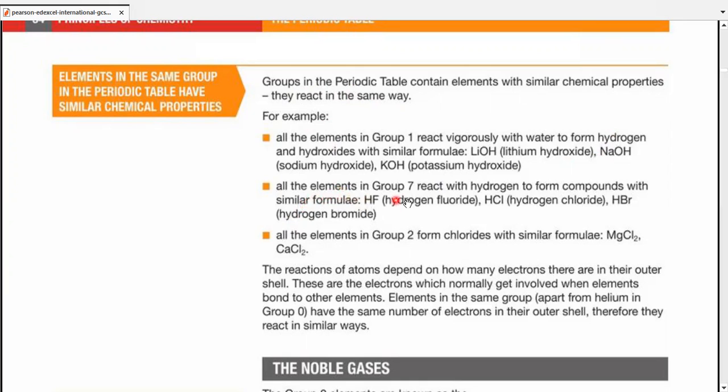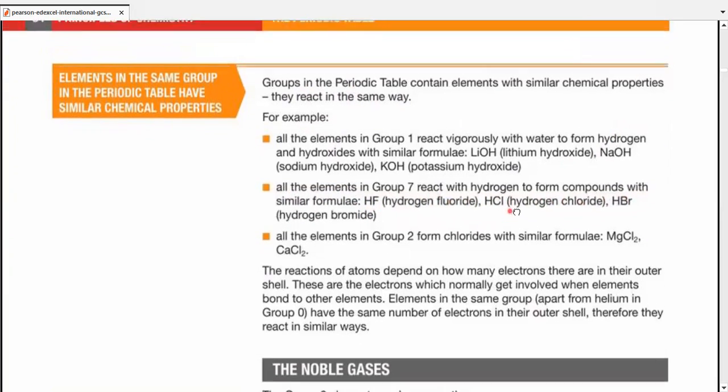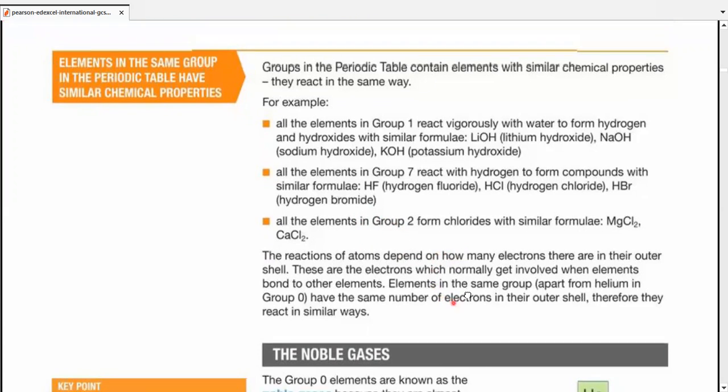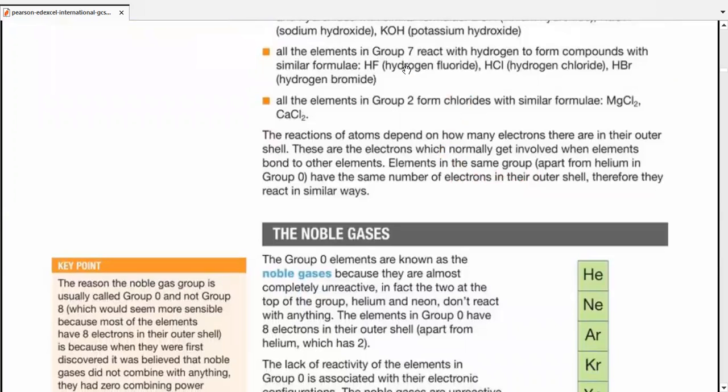Take a look at group 7. All the elements react with hydrogen to form similar formulae, acids: HF, HCl, HBr, and so on. So all of them react in the same way. All the elements in group 2 form chlorides with similar formulae such as MgCl2, CaCl2, SrCl2, and so forth. So all the elements present in a group react in almost the same way. All right. And the reason I was explaining to you about group 0 and helium being an exception is written over here.